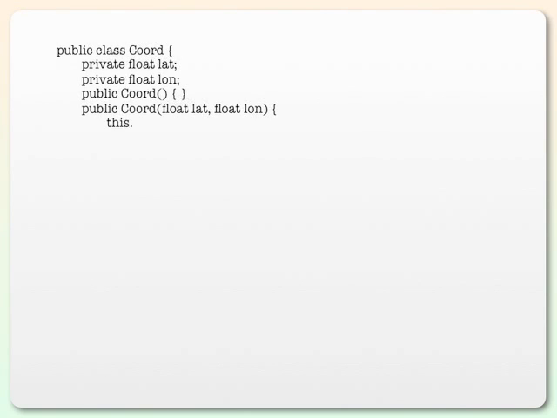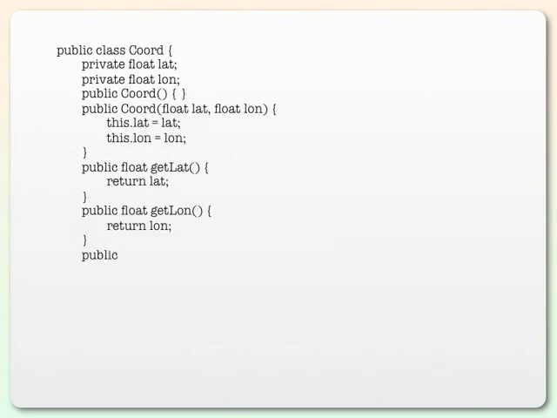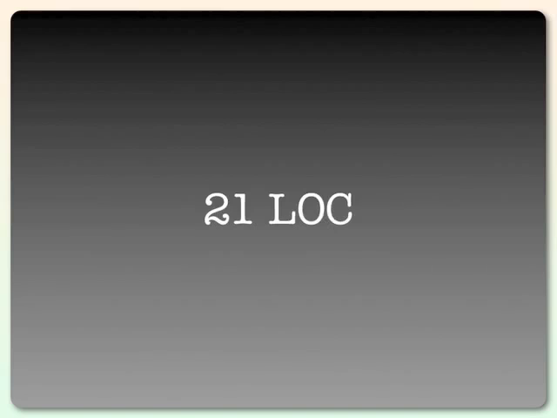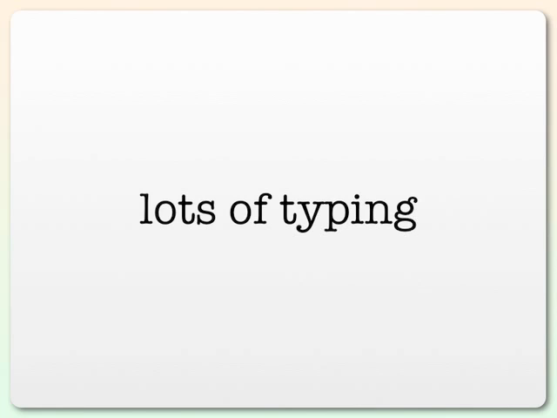In Java, you would do this by making a public class Coordinate with two private float fields to hold your latitude and longitude. Throw in a no-args constructor and then a constructor which initializes those two fields, plus your getters and setters. That's 21 lines of code, and a lot of typing.